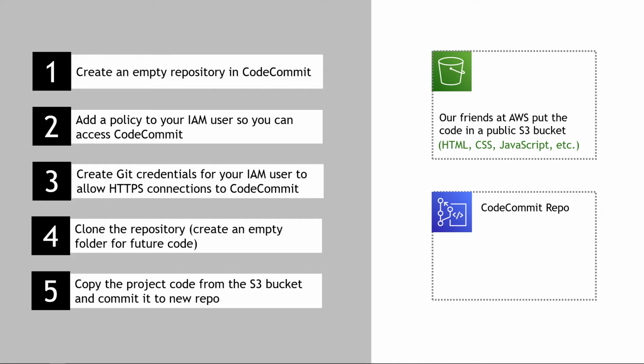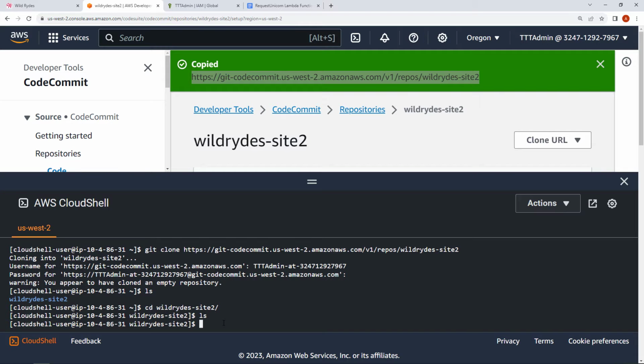So the last thing we need to do is grab the code from the S3 bucket, copy it to the empty folder that we have in CloudShell, and then commit it to our repo. So this part right here on the lower right. So back here in CloudShell, if you haven't already navigated inside of this folder, Wild Rides, then do that now, cd wildrydes-site. And then I'll grab the command to copy things out of the S3 bucket. I'll also put this command in the description of the video if you just want to copy and paste it.